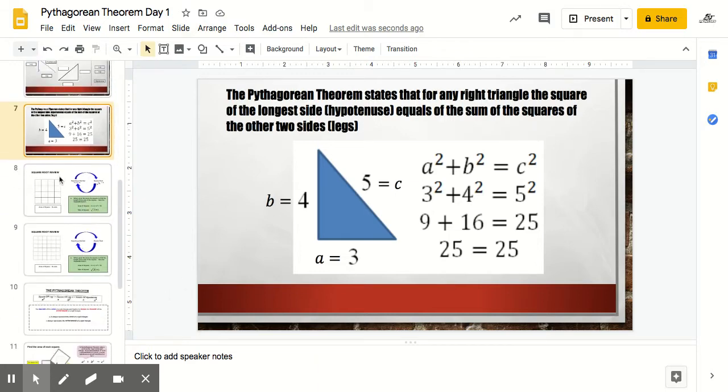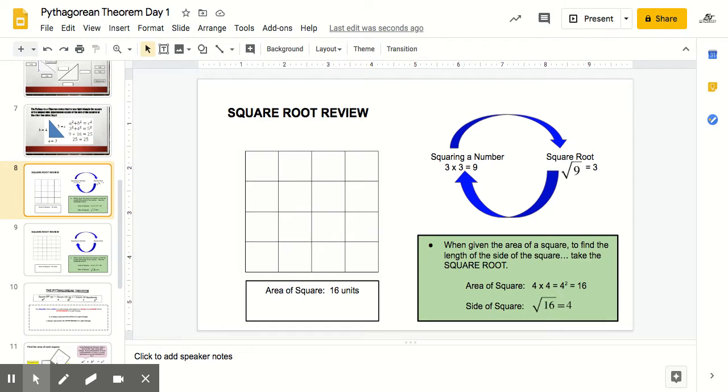Okay, just a quick refresher. When we're using the Pythagorean theorem, we need to square numbers and we need to take the square root of numbers. We did this way back in the beginning of the year. So remember, when we square a number, you're taking that number, the base, and multiplying it by itself. When we take the square root, we're doing the opposite. We're finding what two numbers multiply to get the number underneath the radical sign.